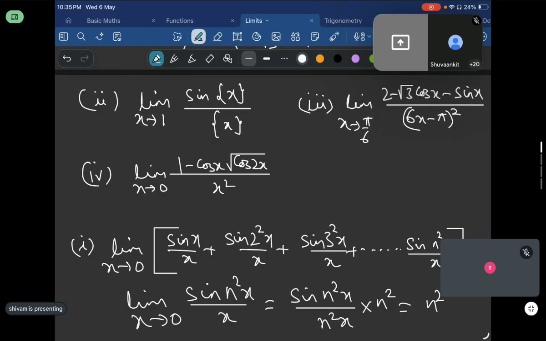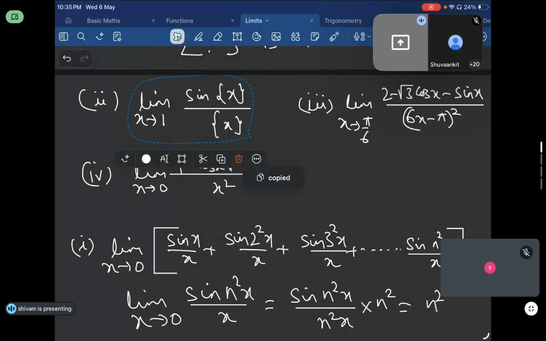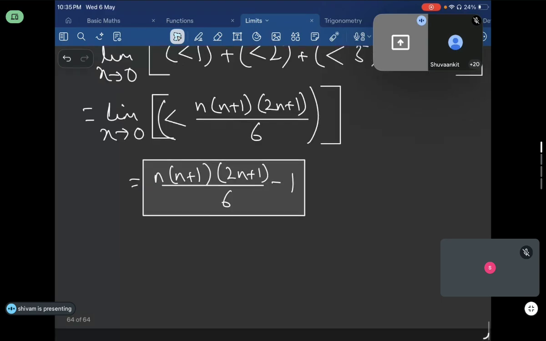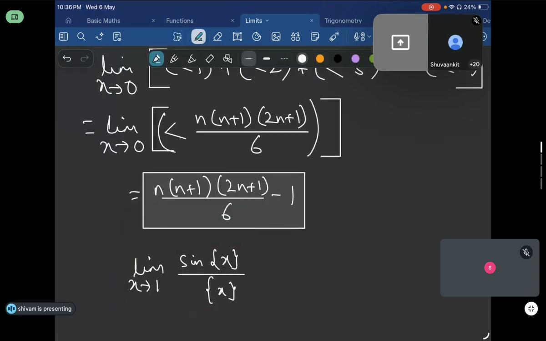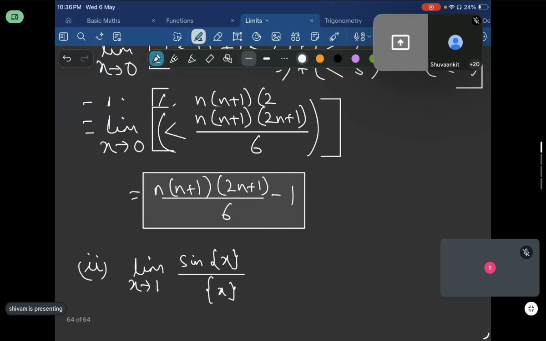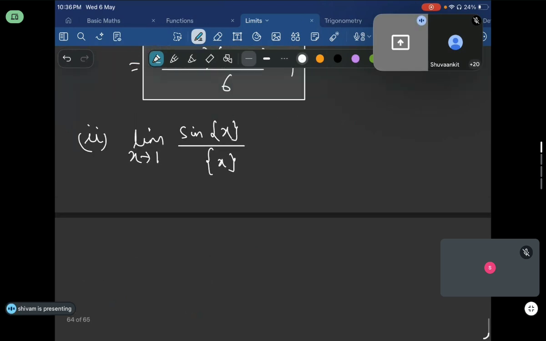Let us start with part 2, everyone. Limit x tends to 1, sin of fractional part of x upon fractional part of x. So over here, we need to check the left hand limit and right hand limit, because fractional part of x changes its definition around x equal to 1. Pay attention, everyone. LHL and RHL. This is part 2. Yes, Samrakni, part 2 is correct.